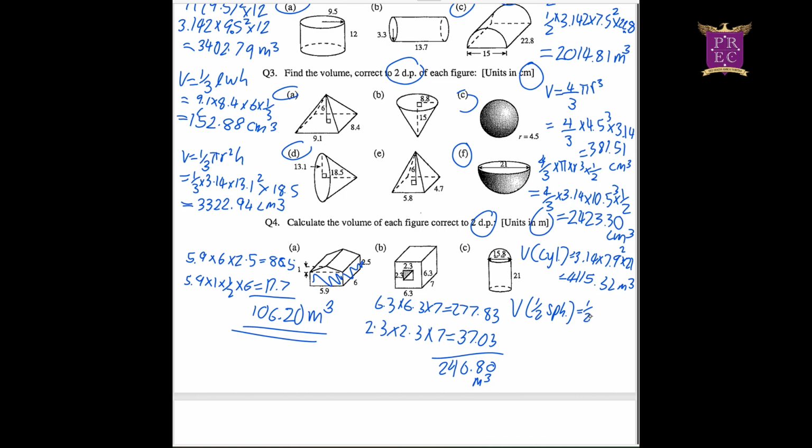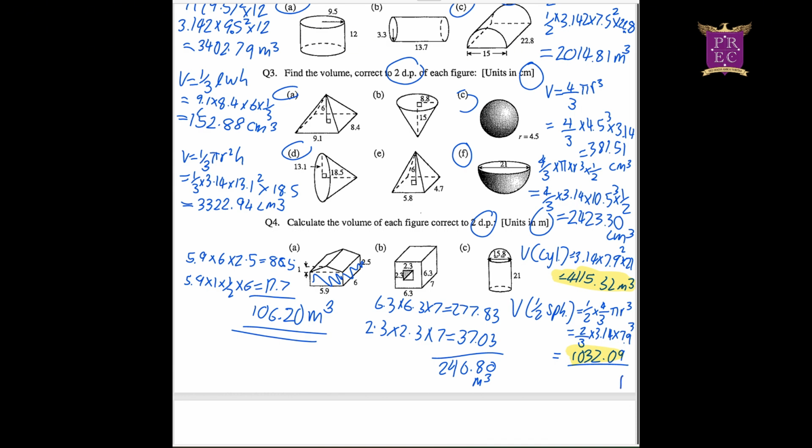Alright, volume of the half sphere. That's basically 2/3 times 3.14 times r cubed, which is 7.9 cubed. Put this in the calculator. I got 1032.09, and you need to add this one and this one. Okay, so add them up.